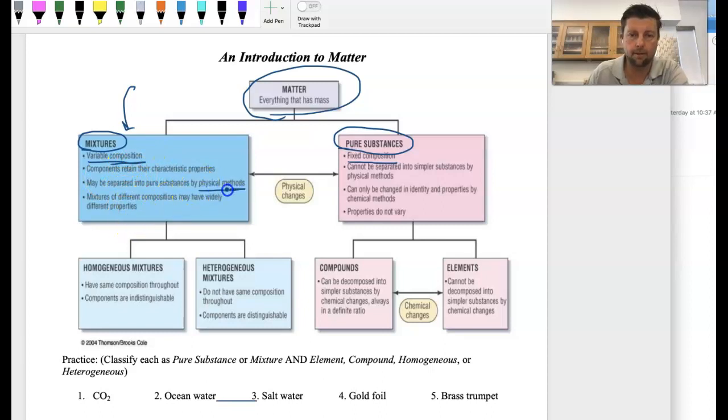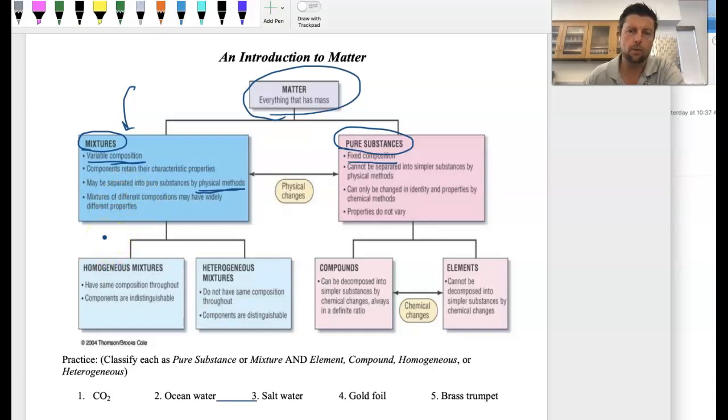With mixtures, the components keep their characteristic properties, and you can separate them. A very important term here is that you can separate them by physical methods. You could also separate by chemical methods, but separating by physical methods is something you can only do with mixtures, whereas with pure substances, you can't separate them by physical methods.